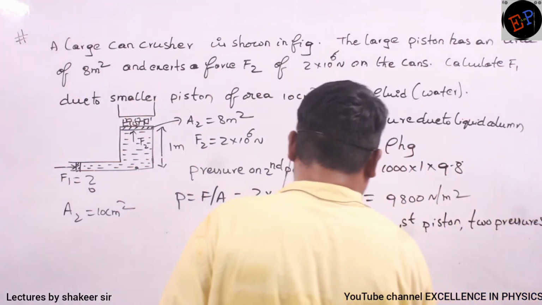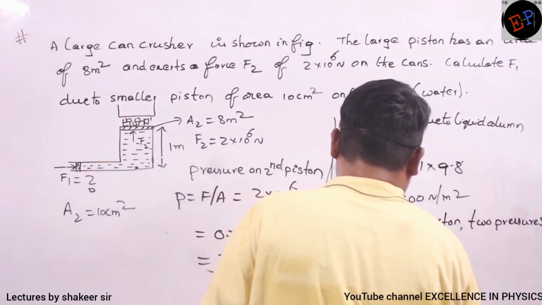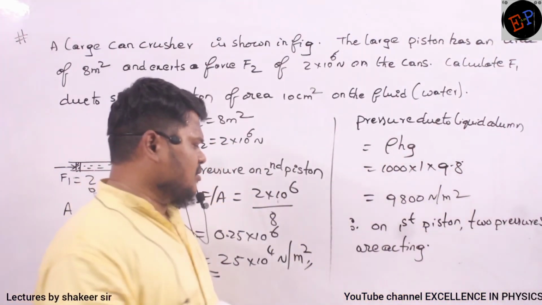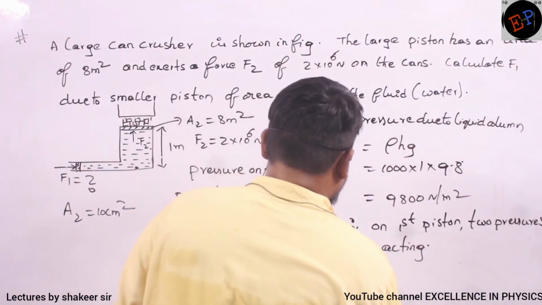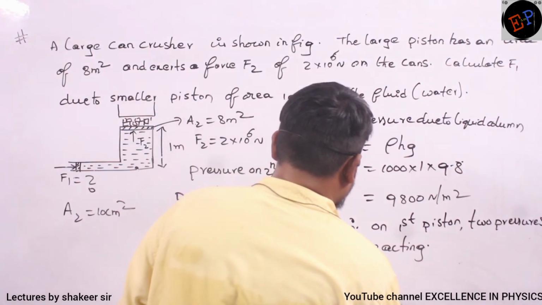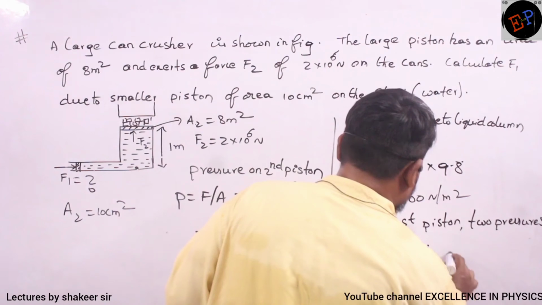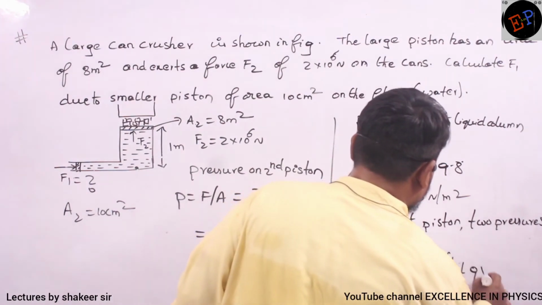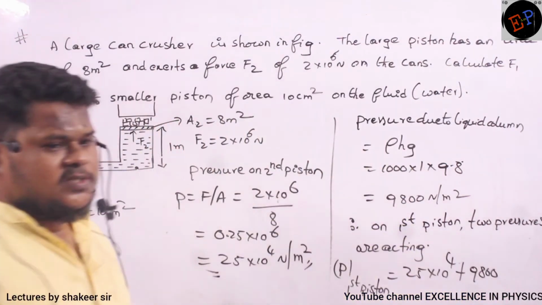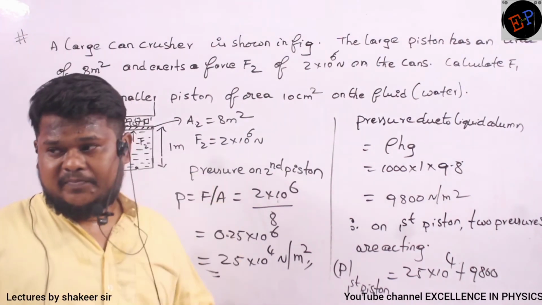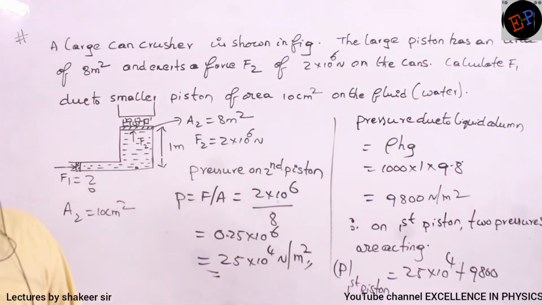Two pressures are acting. So therefore, what is the total pressure acting on the first piston? It is the sum of 25 into 10 power 4 plus 9800. This much amount of pressure is acting on the first piston. Once I calculate pressure, can't I calculate force?